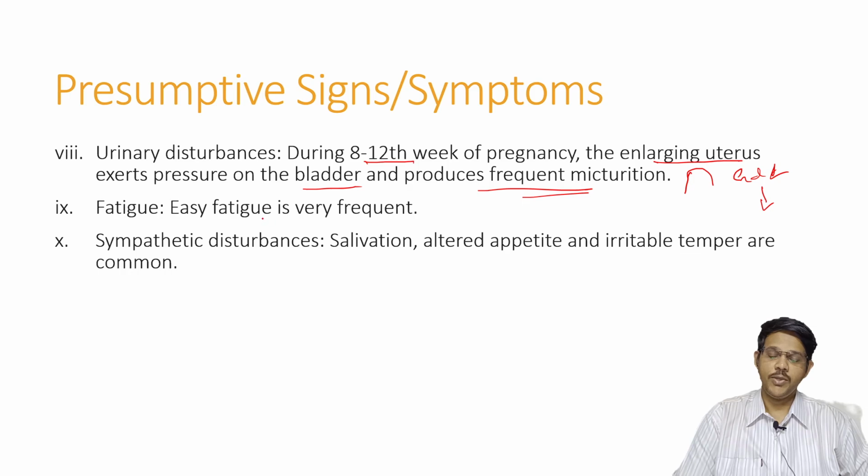Fatigue: women get fatigued easily, and it is very frequent. Then some symptomatic disturbances are seen like salivation, altered appetite, and irritable temper, which are commonly seen in primigravidas. It may not be as appreciable in multigravidas. These are all presumptive signs of pregnancy.